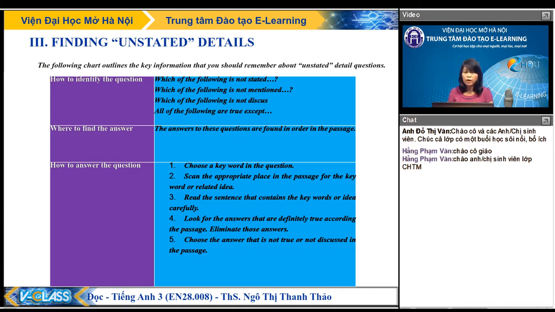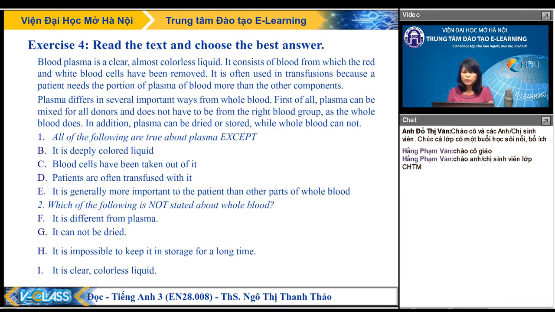The fourth one, look for the answers that are definitely true according to the passage, and then eliminate those answers, because we are finding the unstated statement, alright? And finally, choose the answer that is not true or not discussed in the reading passage. So please follow 5 different steps when you deal with this kind of exercise. Alright, is the theory clear to you? If yes, move on to the next one here.